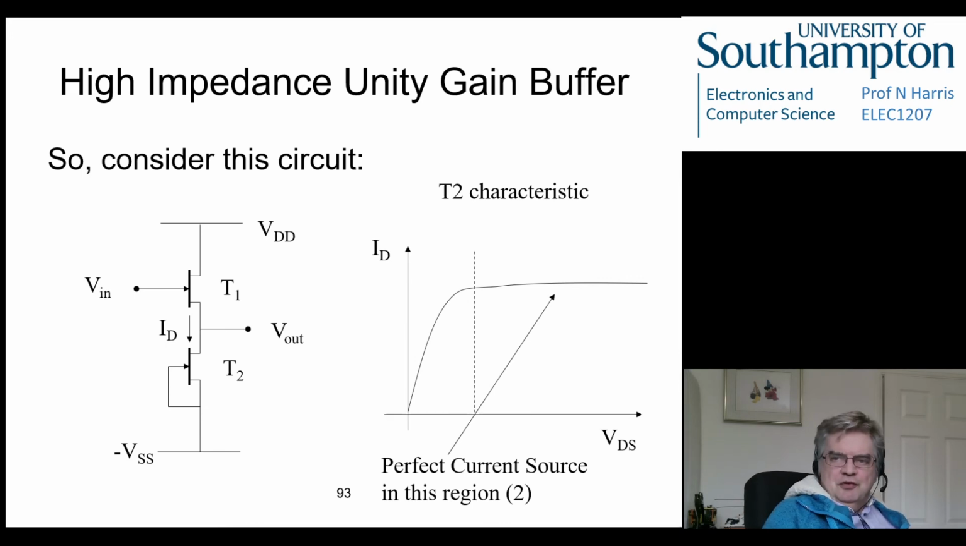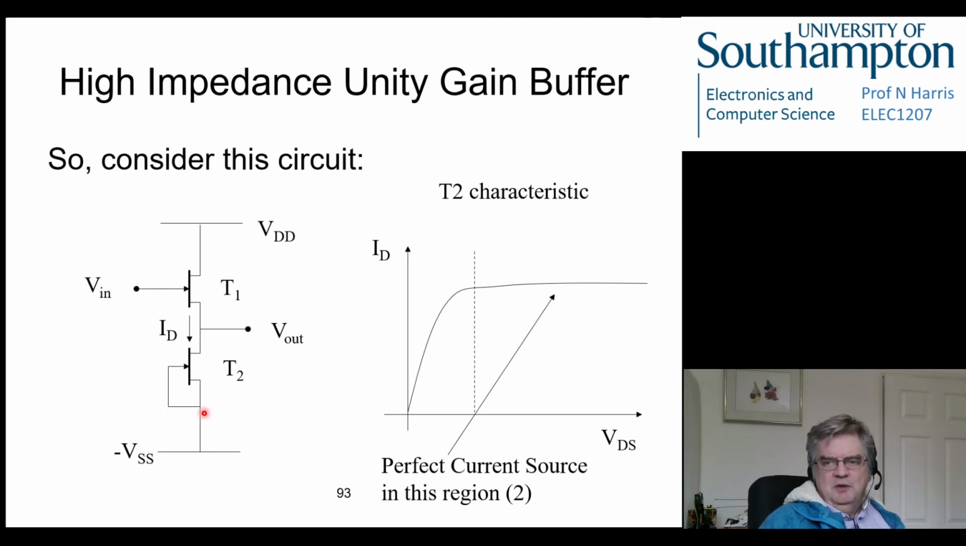So we've got two transistors in this circuit. Let's consider this circuit. We've got our input to our FET transistor, we've got our output here, and we've replaced the source resistance with this transistor. And this transistor has been configured so that its gate has been tied to its source.